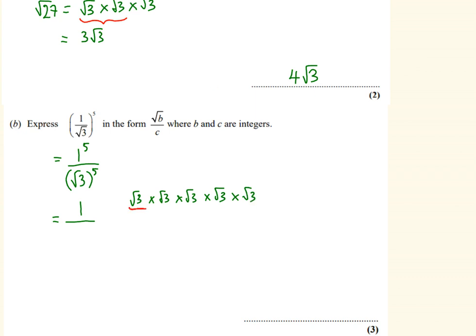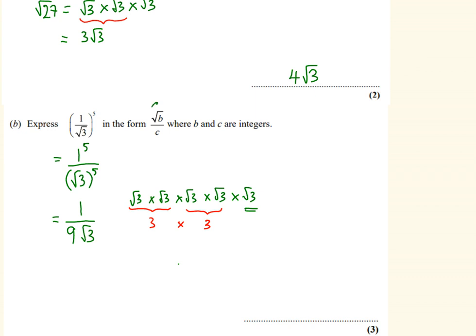Think about how many pairs you're going to have there. That's going to give us a pair of 3's. That's going to give us a pair of 3's. So 3 times 3 gives us 9. And that's still being times by this root 3 at the end.